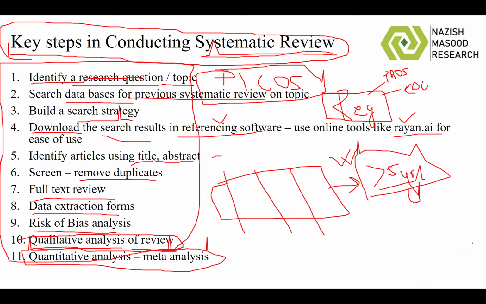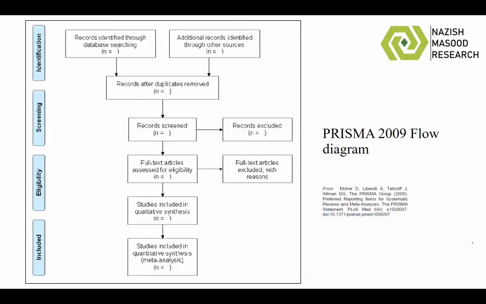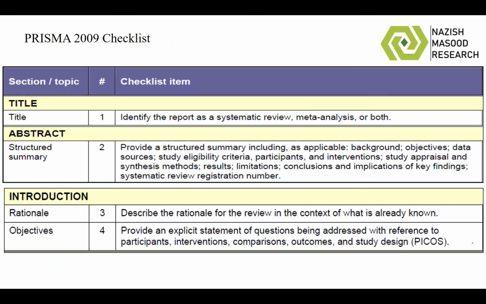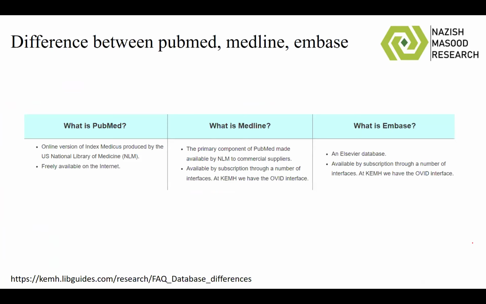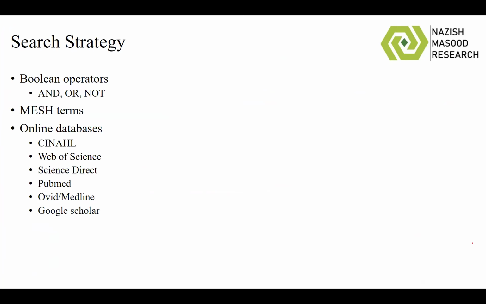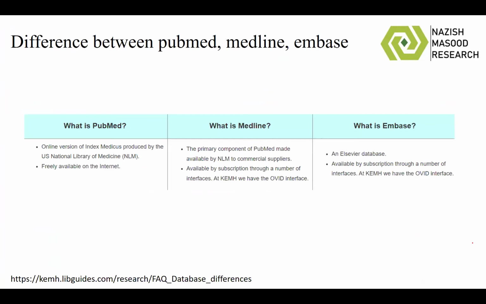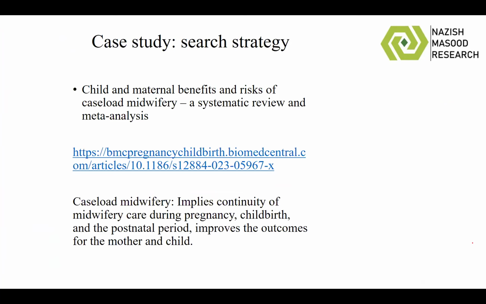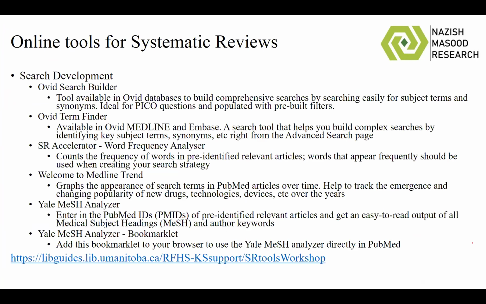We have been through this. We have discussed all of this in previous days. This is the Prisma flow diagram. This is the Prisma checklist. These are Boolean operators, mesh terms, online databases. And then we have also given you a case study that we will be looking at today. We will be looking at the main tables of this case study today.